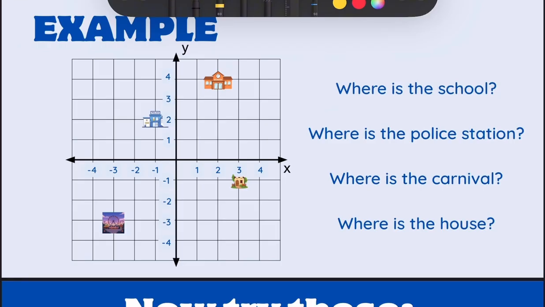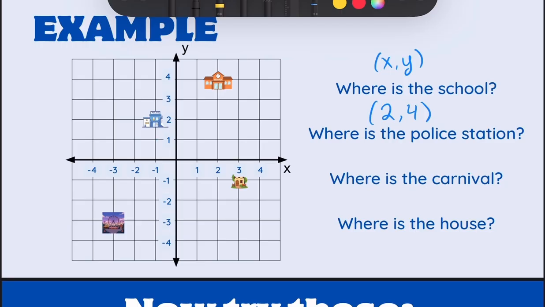Now let's work on the following problems. The first thing that they want us to identify is, where is the school? Well, the school is this one. So let's see. Remember that our coordinates are always x, comma, y. Our x for where the school is lands right here at 2. I'm going to put 2, comma, and then the y lands exactly at 4. So 2, comma, 4.